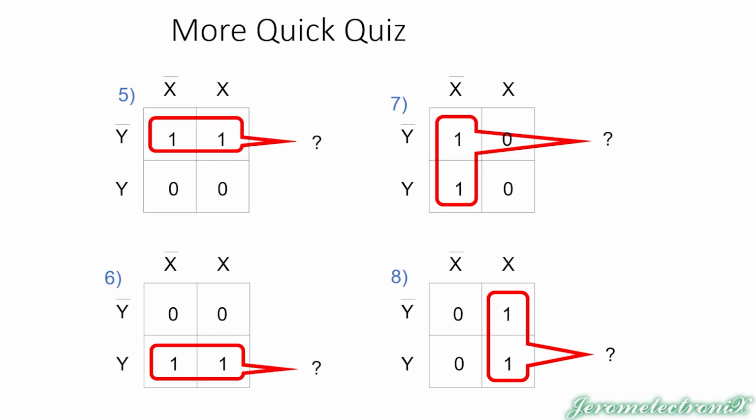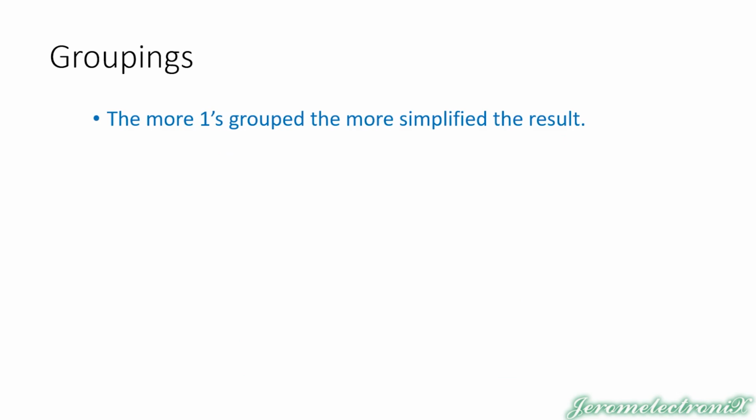Okay, so assuming that you understand that if you implicate a couple of ones that are side by side or above and below, you can simplify a lot easier than with Boolean algebra in this instance. Now, you need to keep in mind that the more ones you can group or implicate, the more simplified your result will be. Okay?